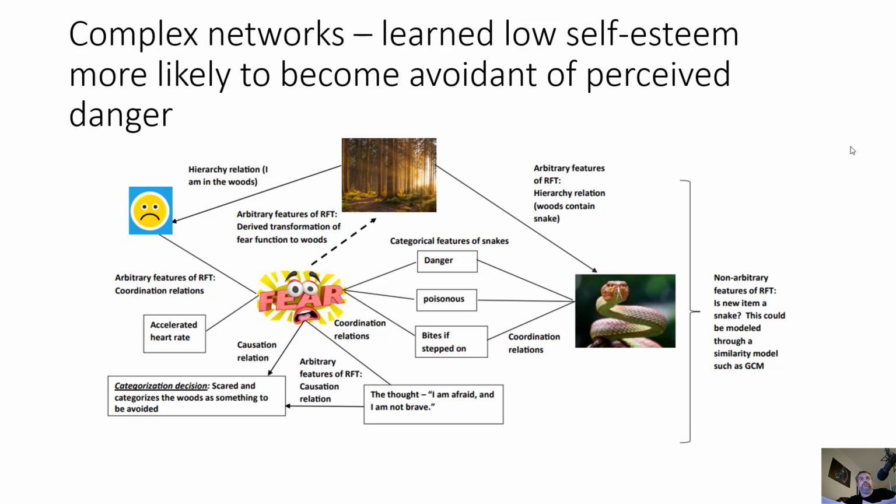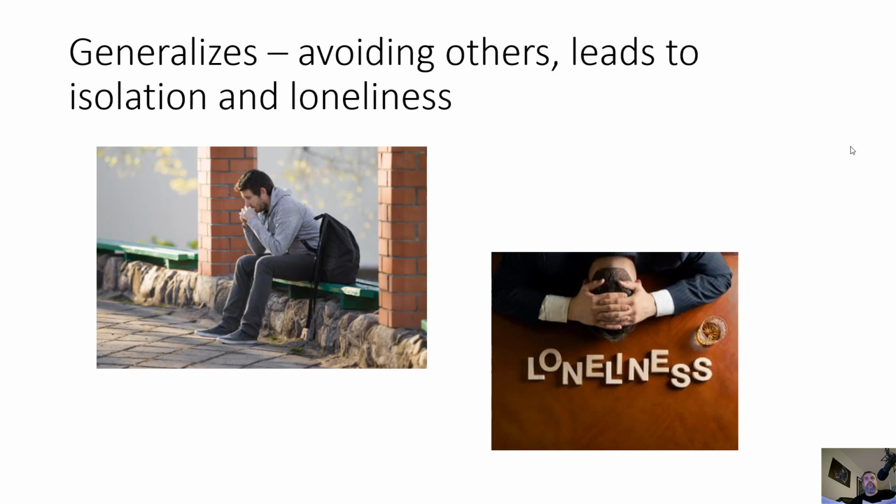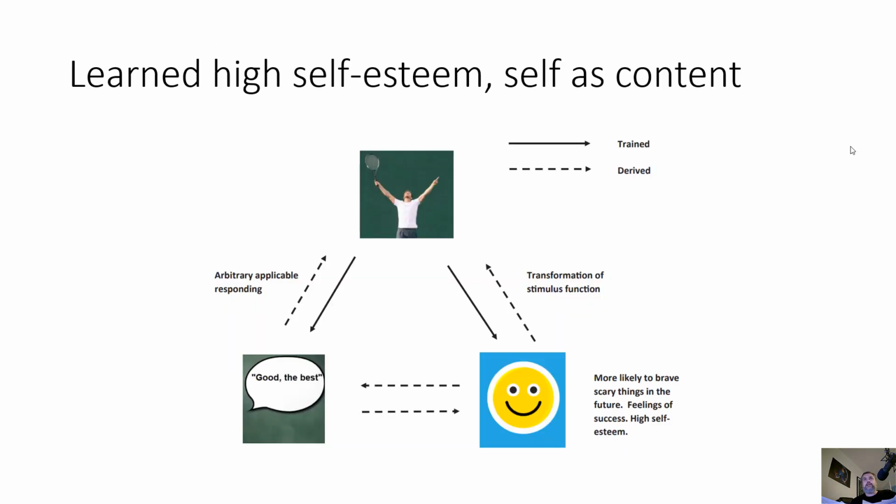What if it generalizes and you're now avoiding not just woods, but you're also afraid of what people think of you, and you start avoiding social situations, become lonely, and it generalizes into isolation, loneliness, and so forth. So you can see the RFT model gives a very good general explanation. You can see it's intuitive and it makes sense.